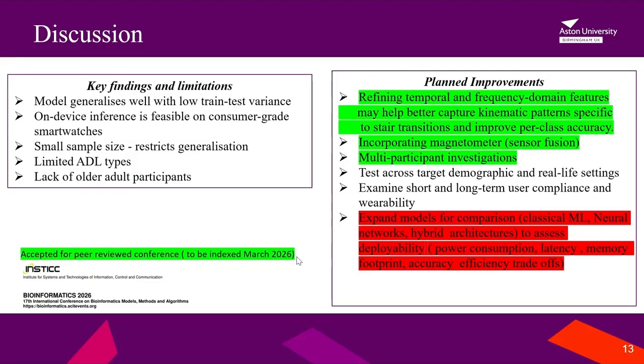And then in combined sensor fusion with magnetometer and accelerometer data, I've been able to do my participant investigations, about 10 so far, and then currently working on expanding the model between classical machine learning models, neural networks, and also hybrid architectures, and then to see how they compare on deployability. And then the end goal for this would be to test on a target demographic and real life settings, and also to examine short-term and long-term user compliance, to see if these changes would improve acceptance and usability in this demographic. Thank you.